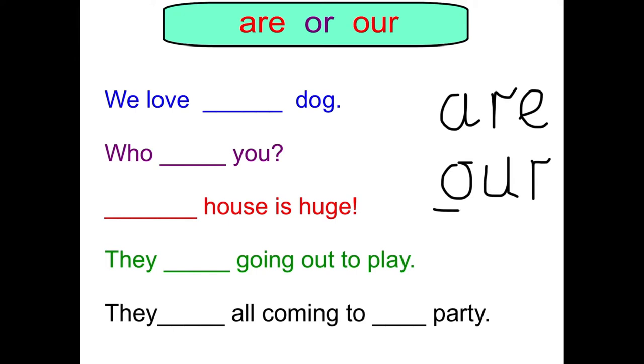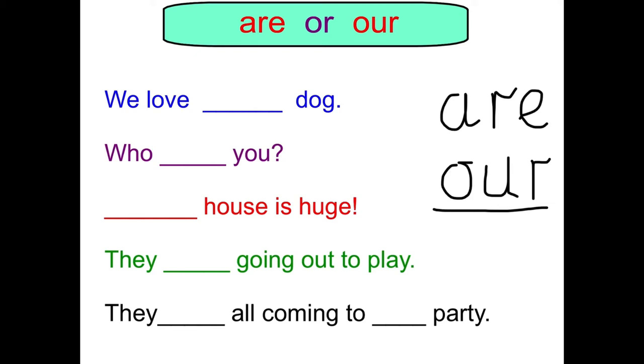The O-U-R is a belonging word. So if something belongs to someone, you use O-U-R. So I'm going to read out these sentences and I'm going to miss out the gap. And I want you to think about which one should go in. So we've got the first one, the blue one. We love our dog. So which one would go in there?